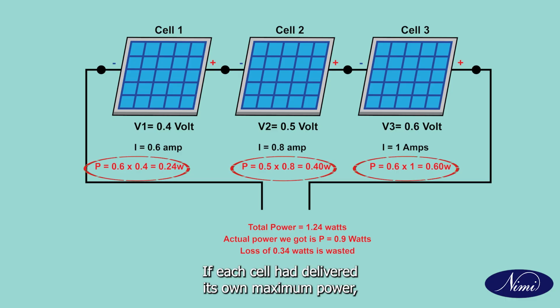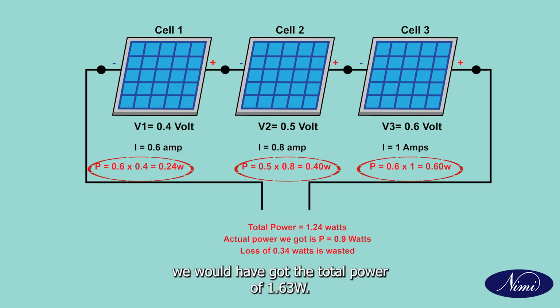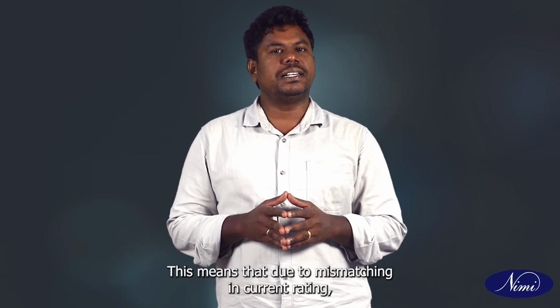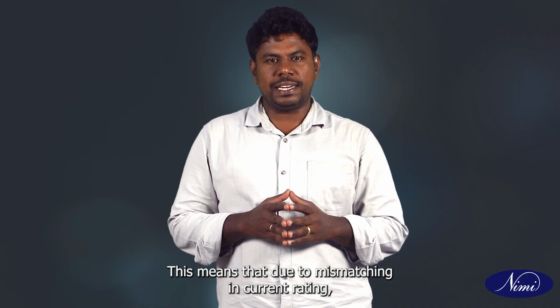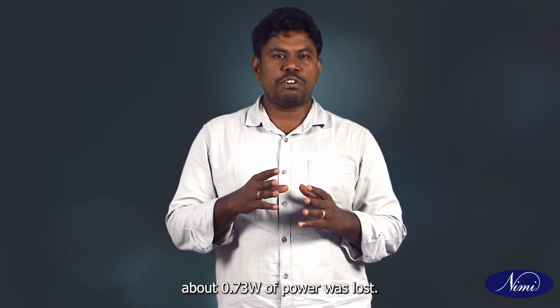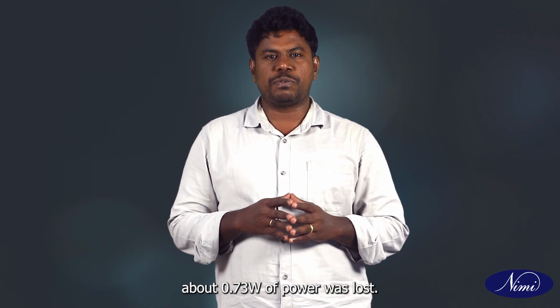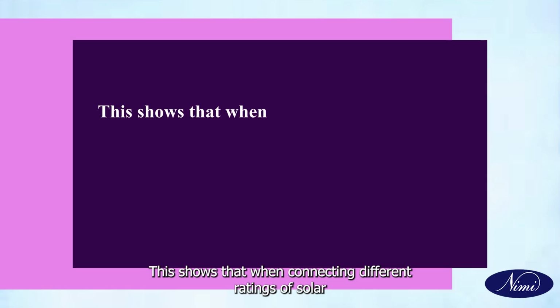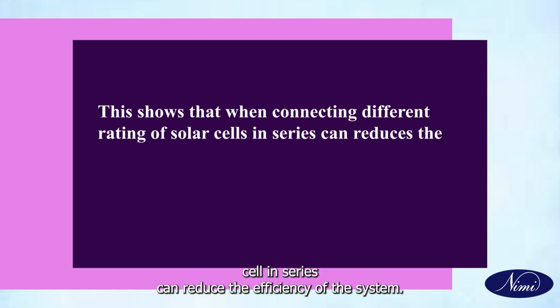If each cell had delivered its own maximum power, we would have got the total power of 1.63 watts. This means that due to mismatching in current rating, about 0.73 watts of power was lost. This shows that connecting different ratings of solar cells in series can reduce the efficiency of the system.